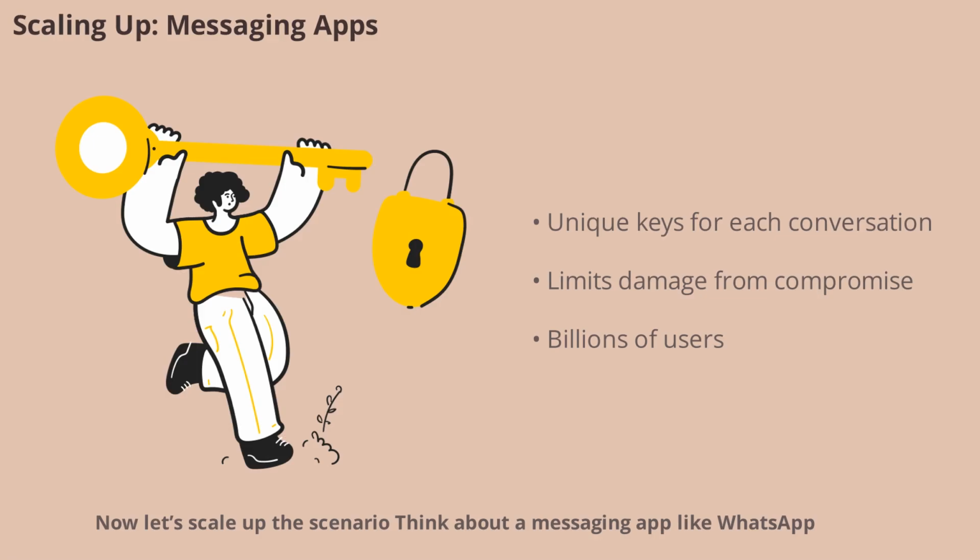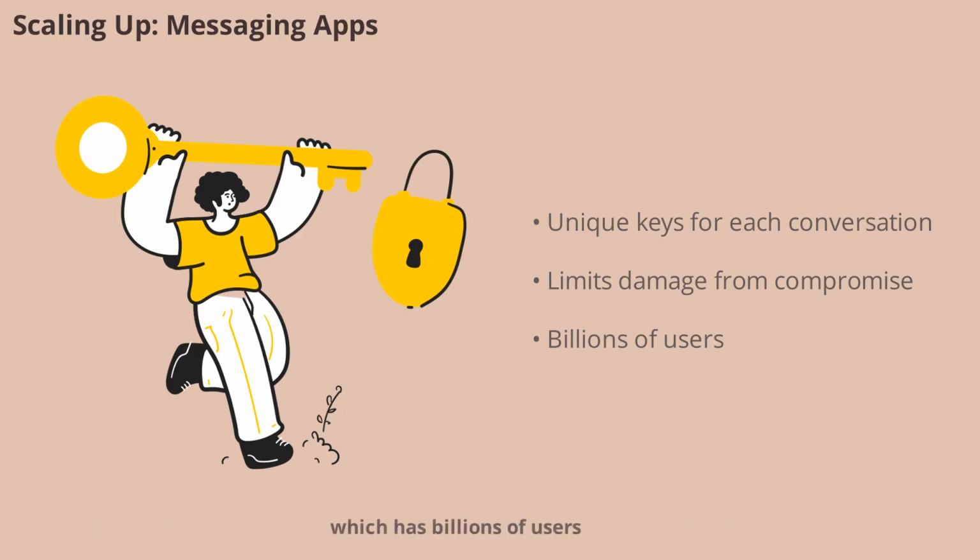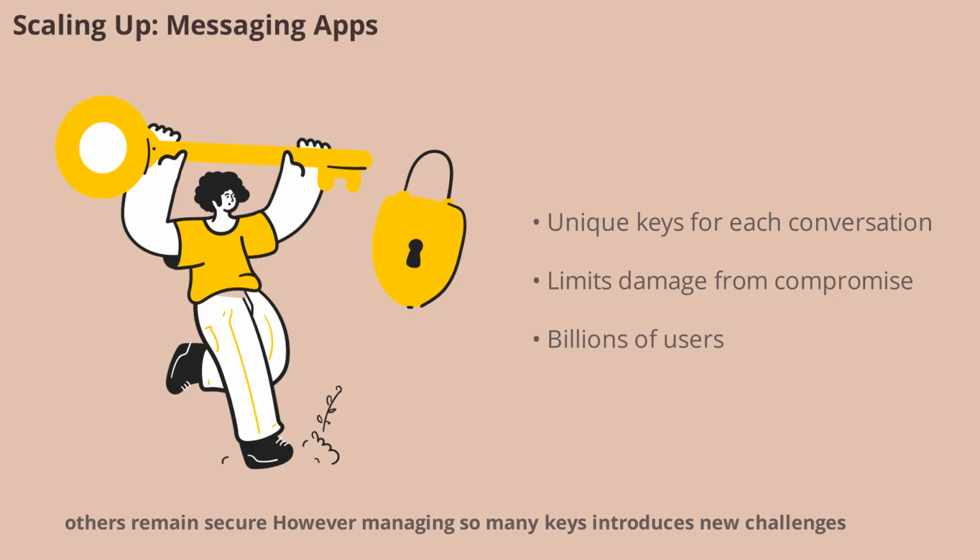Think about a messaging app like WhatsApp, which has billions of users. It's impossible for everyone to use the same secret key. If a single user or device is compromised, an attacker could read everyone's messages. To prevent this, each conversation uses its own unique encryption keys. This approach ensures that even if one conversation is compromised, others remain secure.